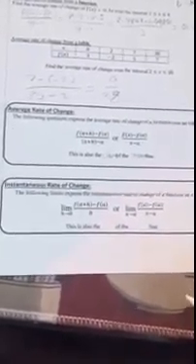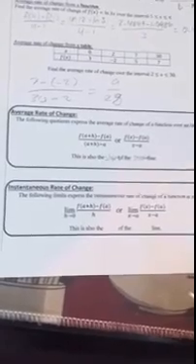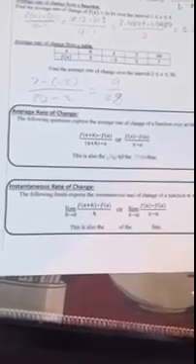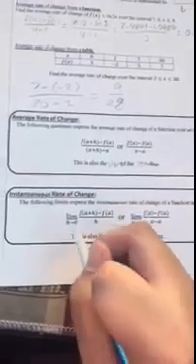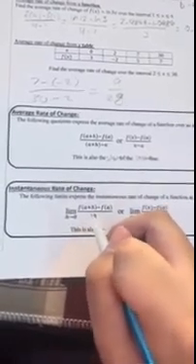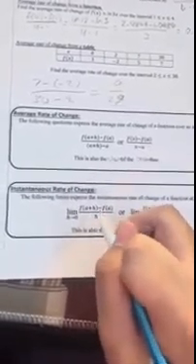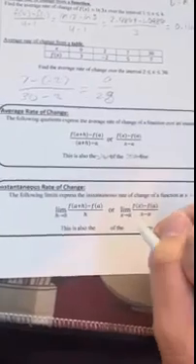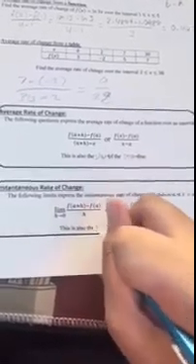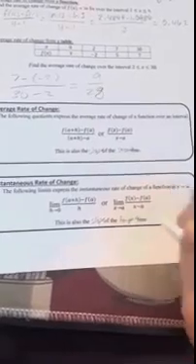Instantaneous rate of change. The following limits express the instantaneous rate of change of a function at x equals a. The limit as h approaches 0 of f of a plus h minus f of a over h, or the limit as x approaches a of f of x minus f of a over x minus a. This is also the slope of the tangent line at x equals a.